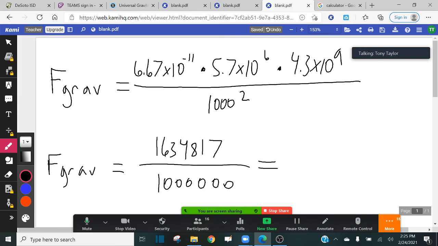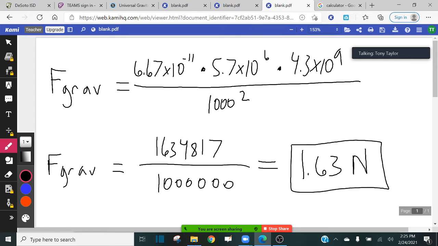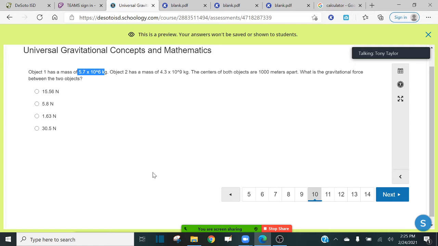Yes, Angelina, that is correct. Thank you, ma'am. You get 1.63 newtons. So that is our answer for this problem right here, 1.63 newtons. That's the number for the force of gravity between those two masses. Any questions on what I did? Guys, are y'all clear on what I did? I didn't move too fast, did I? Yeah.